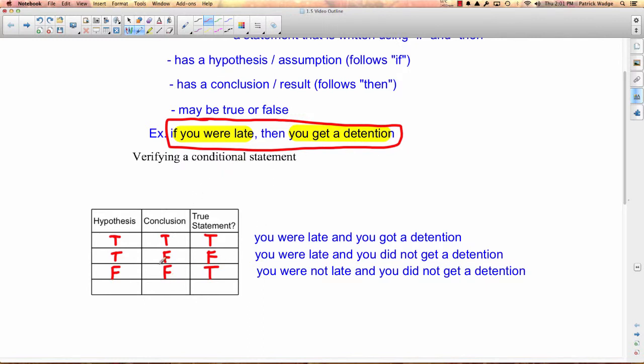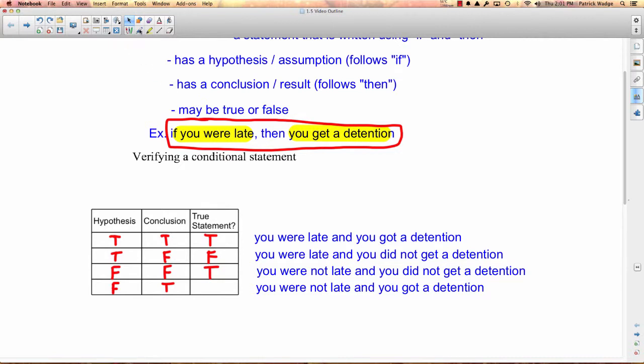Okay, now the one that confuses people all the time. Be extra careful here. If the hypothesis is false and the conclusion is true, what would that look like? Well, this part's false, so you were not late, but this part's true. You did get a detention. Okay, you were not late and you got a detention. Does this case right here falsify what's in the red rectangle here?